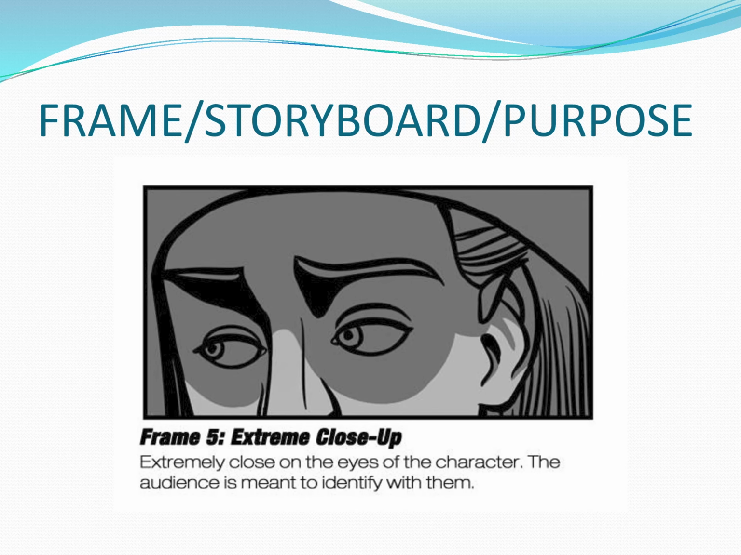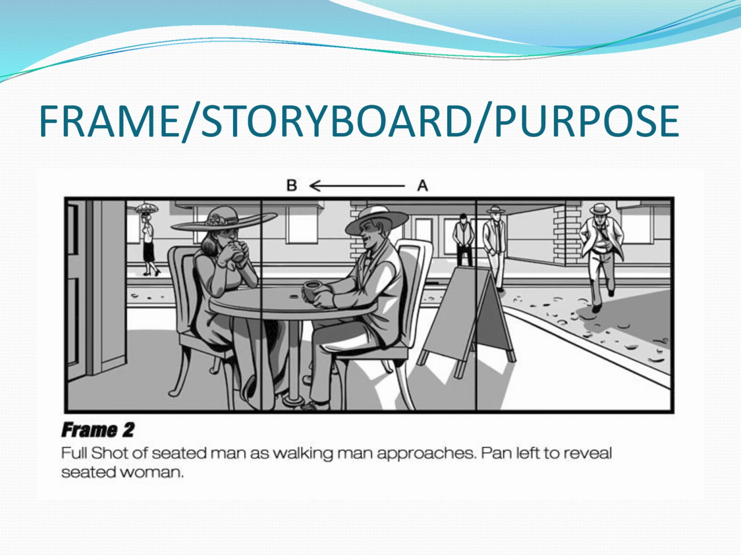Extreme close-up. What is the need for an extreme close-up? Extreme close-up on the eyes of the character, because the audience is meant to identify with them. So if there is a need, then you have to go for this extreme close-up. Full shot of a seated man as a walking man approaches, pan left to reveal a seated woman. If there is a requirement like this, we can show it like this. We can pan the camera.